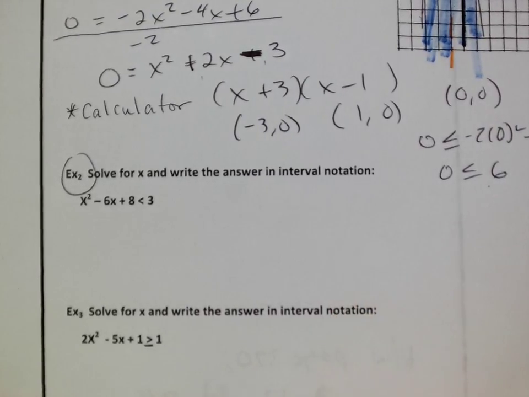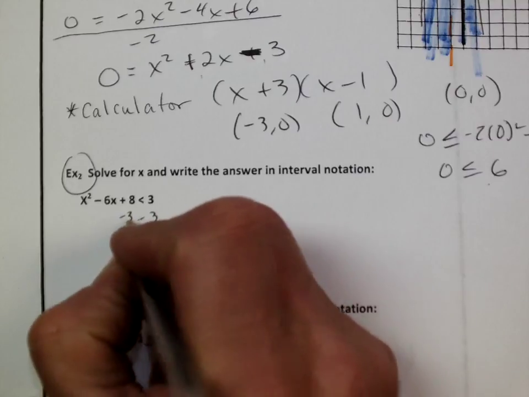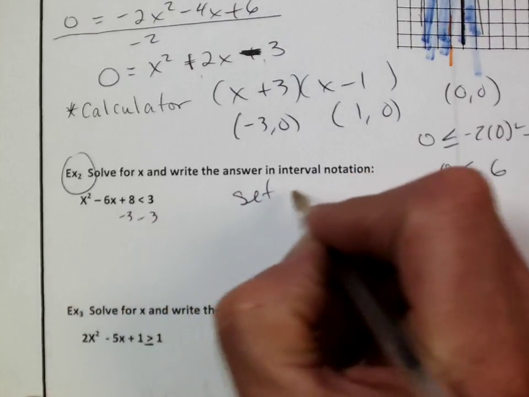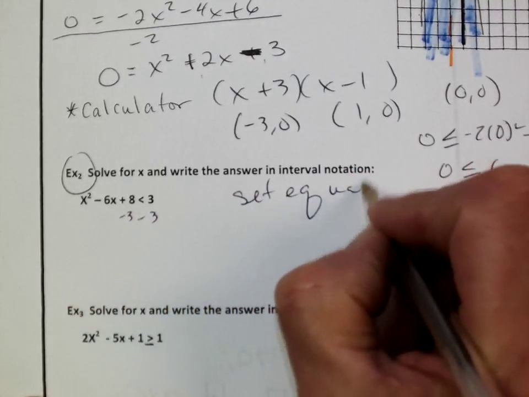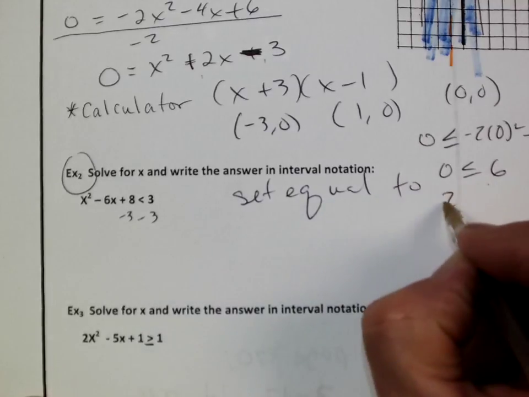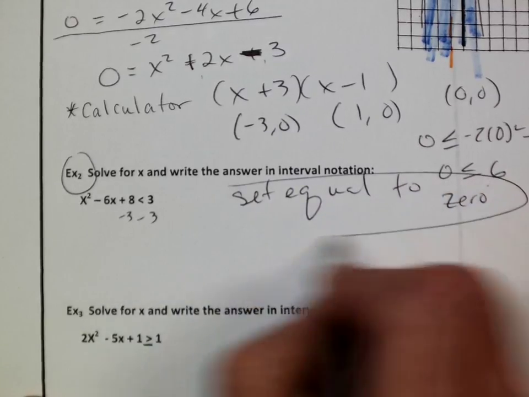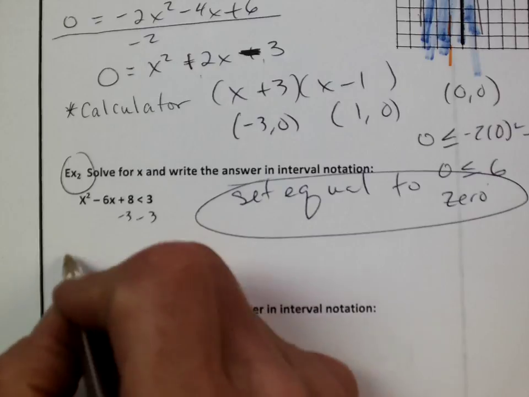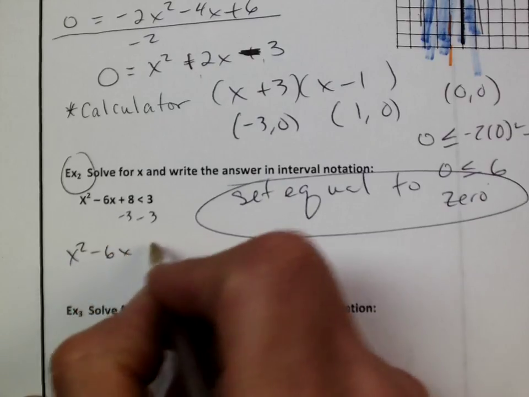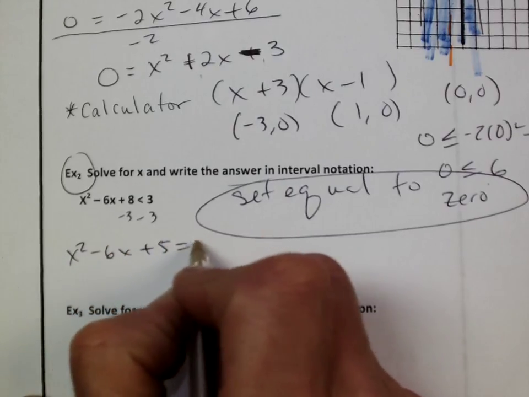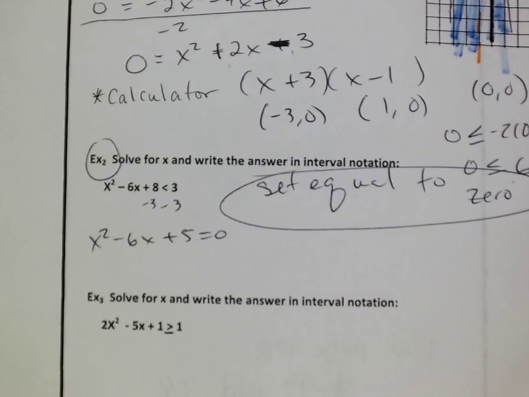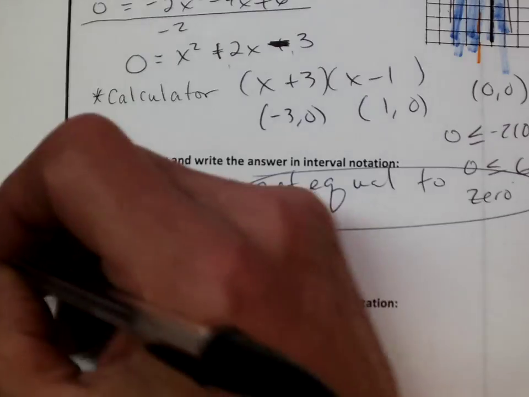So first of all, let's go minus 3, minus 3, so we set it equal to 0. That's the first thing I want to do. So I'm going to have x squared minus 6x plus 5 equals 0, okay? Set it equal to 0. Then I want to factor it.